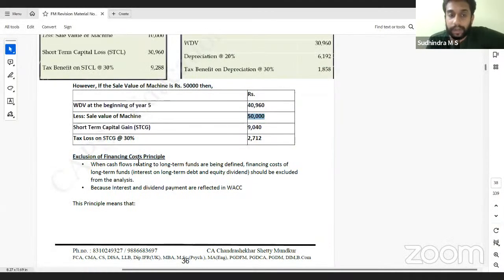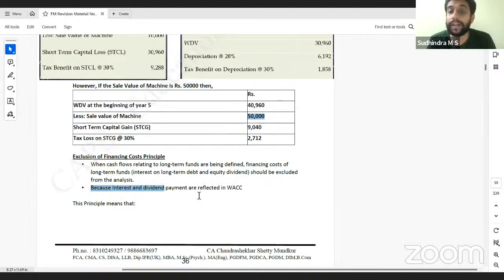Are we clear with this? Yes, sir. Yes, exclusion of financing cost principle. When cash flows relating to long-term funds are defined, the financing cost of long-term funds should be excluded because interest and dividend payments are reflected in WACC, correct?